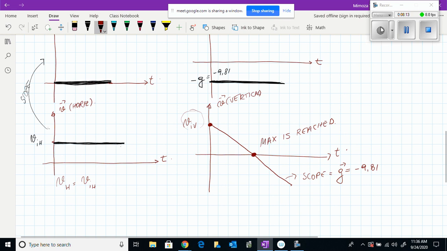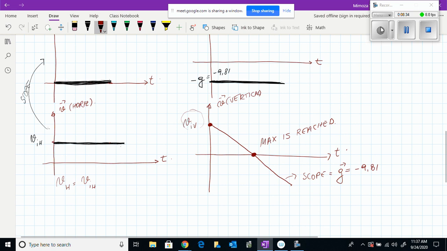And this even makes sense when we talk about the graphing, that the slope of the velocity time graph gives us the acceleration time graph. So the slope of a horizontal line is equal to 0. That means the acceleration in the horizontal axis is equal to 0.